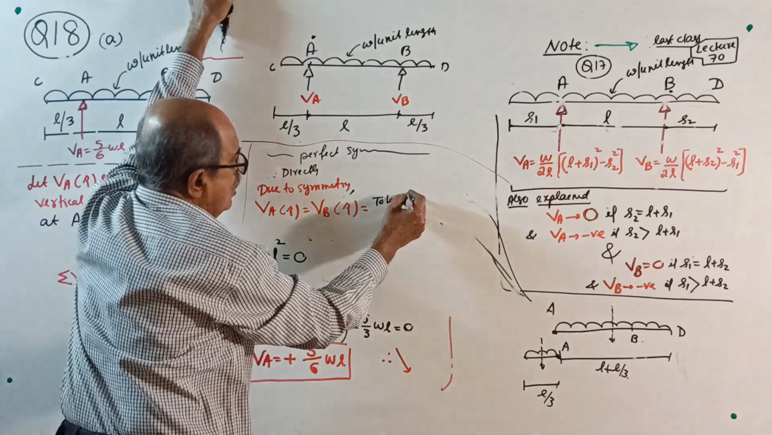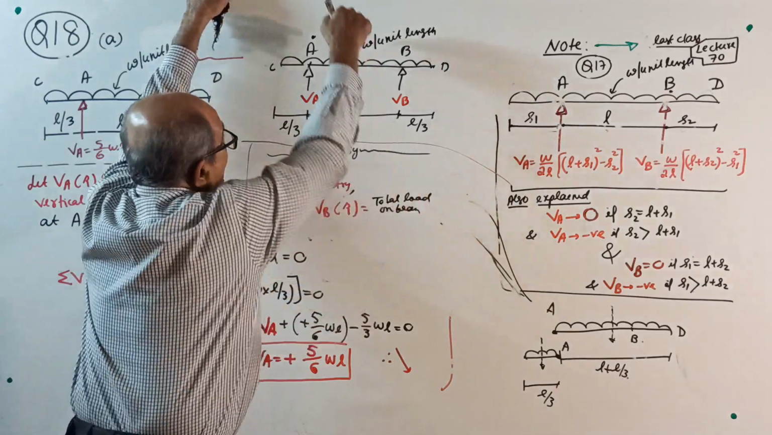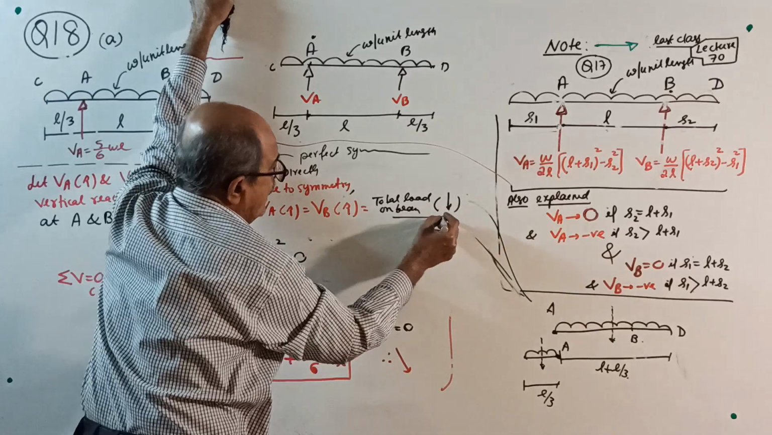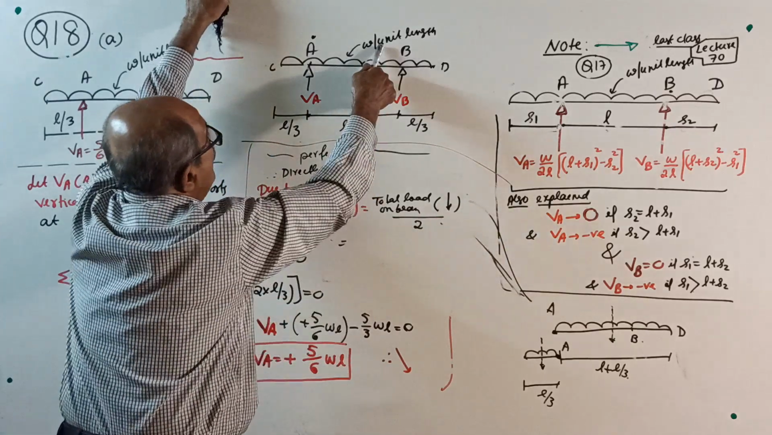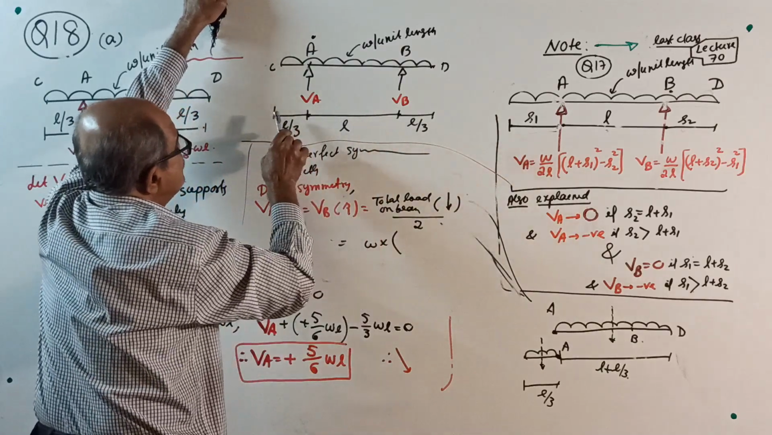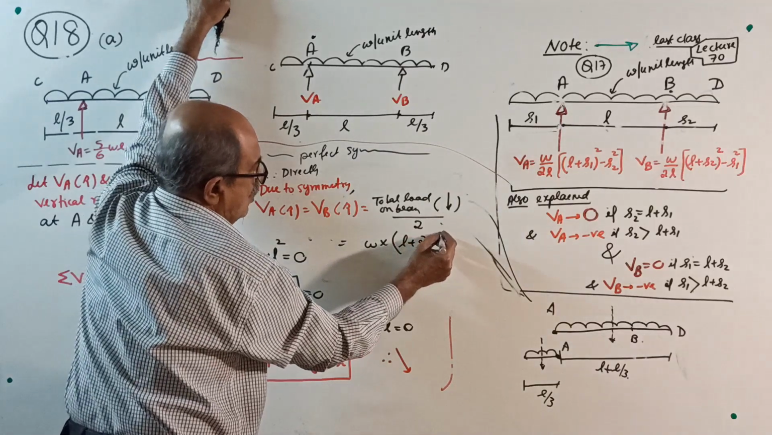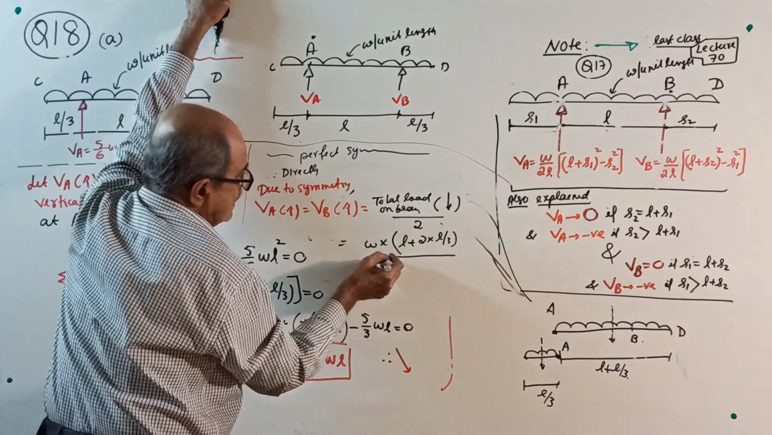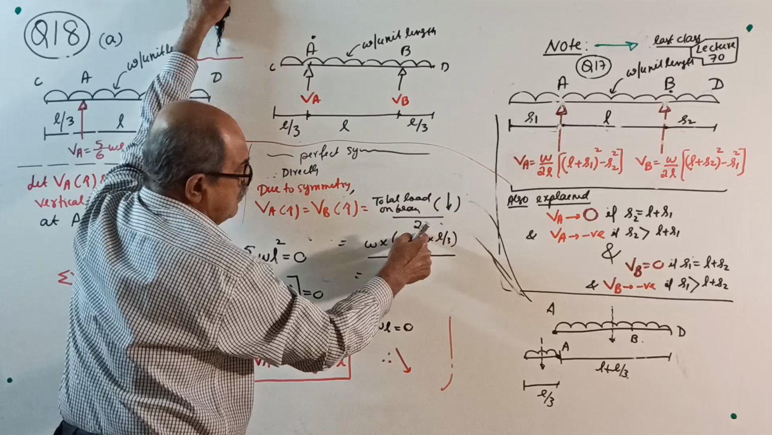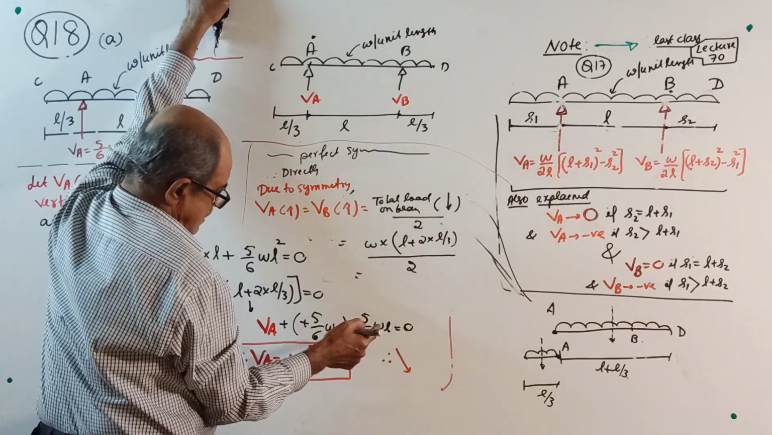Total load on the beam, see, action is down. Whatever is the downward action, divided by 2, equals W into the total loaded length: L plus L by 3 plus L by 3, that is L plus 2 times L by 3. Divided by 2. Calculate: 1 plus 2 by 3 is 5 by 3.